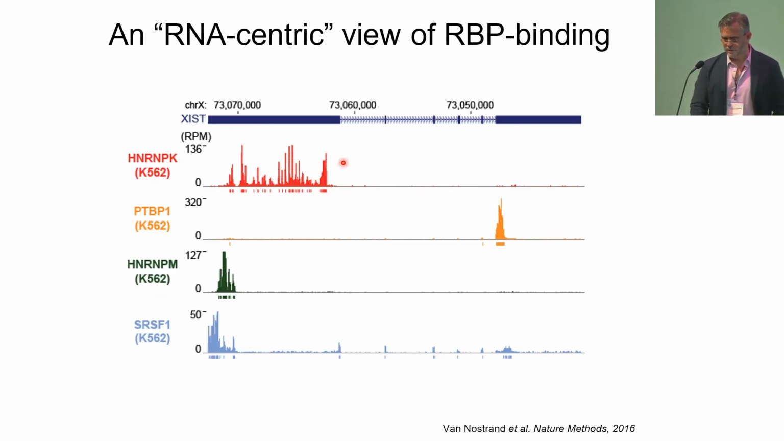And then we can look at individual RNAs and identify proteins that bind to them. So this is a gene called Xist, which is involved in dosage compensation.